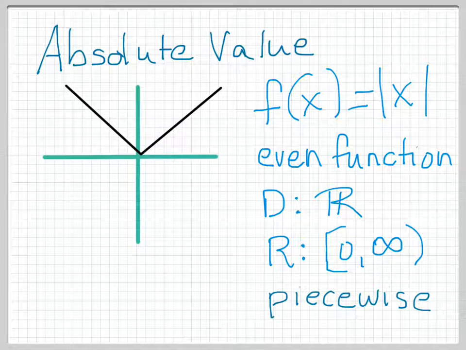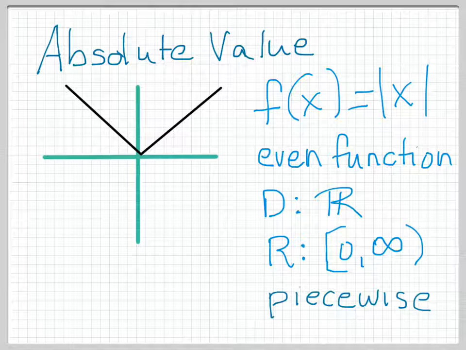Okay, so here's our absolute value function. It looks like a V when it's on a coordinate plane. And this says that f of x is equal to the absolute value of x. It's an even function because it's symmetrical about the y-axis. Any function that is symmetrical about the y-axis is called an even function.